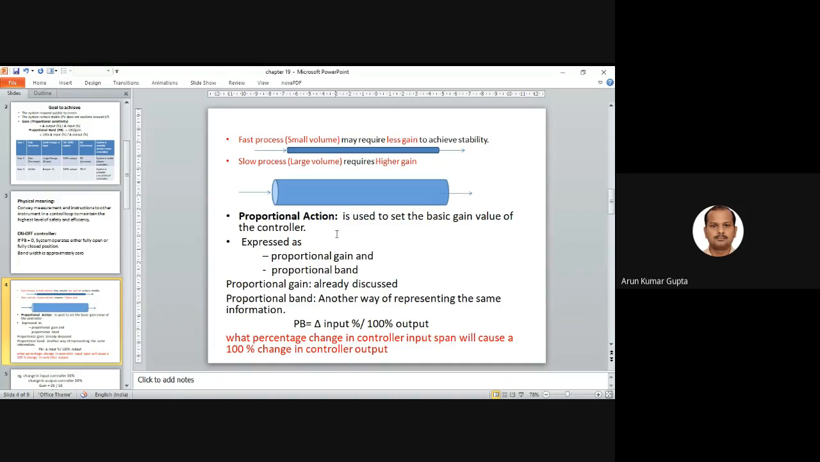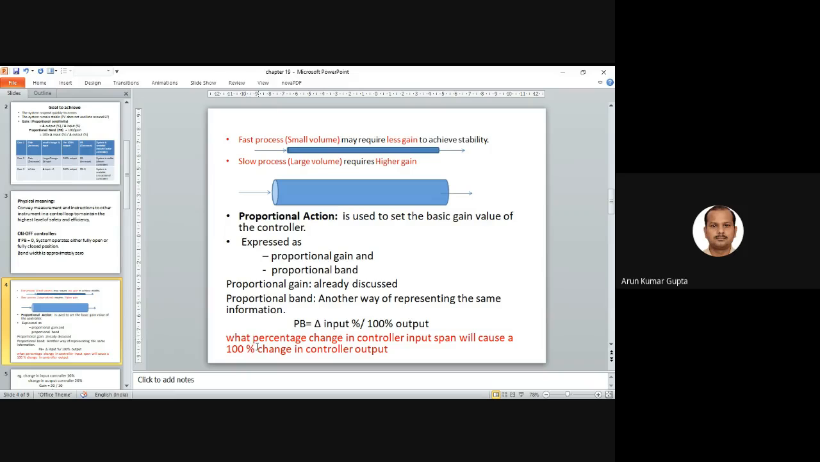Proportional action. This is used to set the basic gain value of the controller. This is known as the proportional action. This is expressed either in terms of gain or in terms of band. Gain we have already discussed. Band is another way of representing the same information, but inversely. We define band as follows.